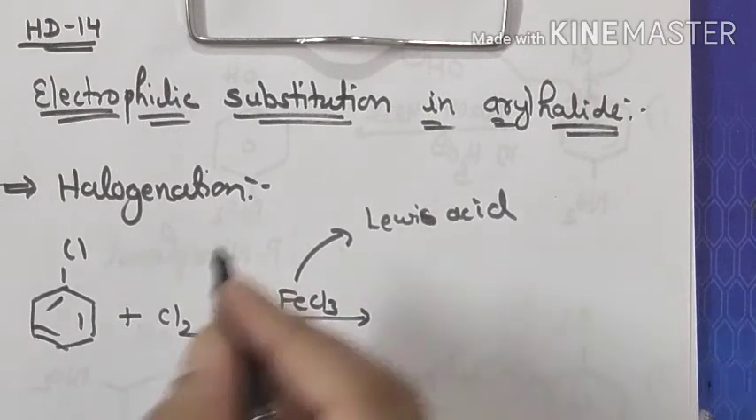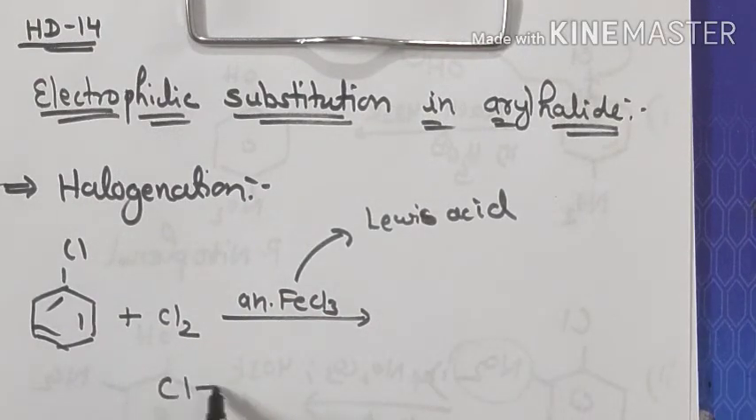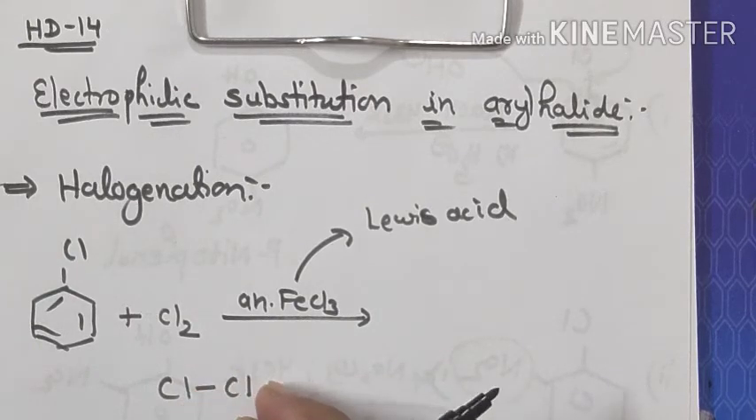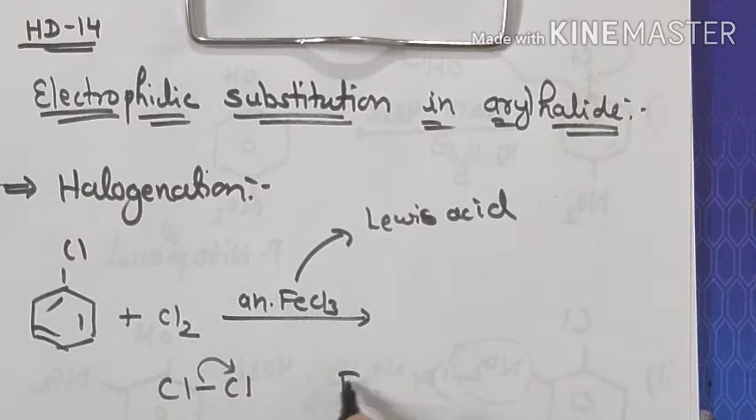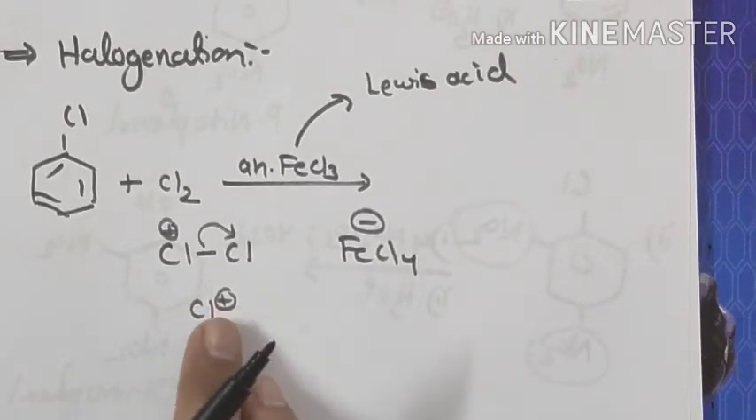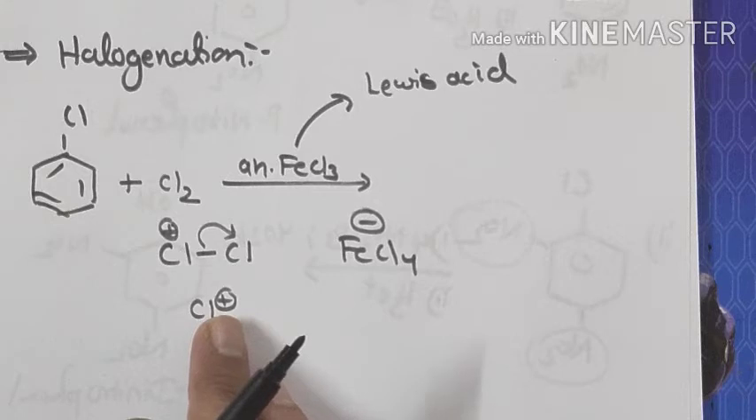Now see, chlorine and chlorine is present, so FeCl3 takes this chlorine, and this chlorine also takes the electron, so it becomes Cl minus, and then FeCl3 combines with Cl minus to form FeCl4 minus, right? This is what happens, and the other chlorine will become positive. Since chlorine has become positive, it has become an electrophile. Electrophile is electron loving. Since it is positive, it is in need of electrons, that's why it is an electrophile.